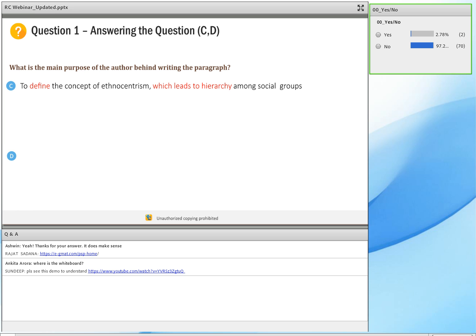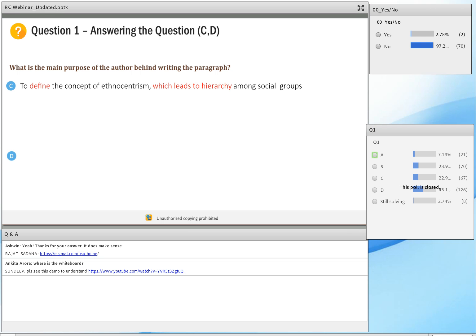Let's look at choice C. Choice C says to define the concept of ethnocentrism. And again, remember, choice B, 24% of you chose. Choice C, 23% of you chose. To define the concept of ethnocentrism, which leads to hierarchy among social groups.